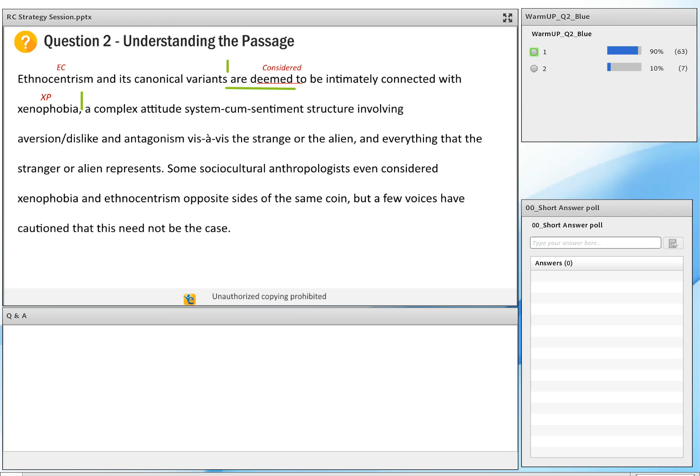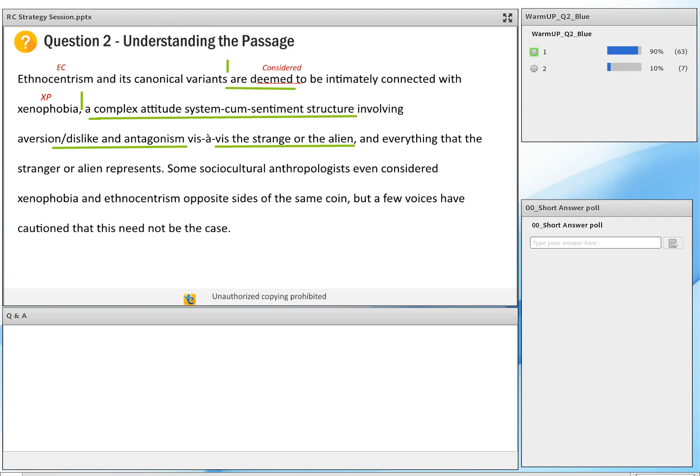All right. A complex attitude system cum sentiment structure involving aversion, dislike, and antagonism vis-a-vis the strange. So a complex attitude system cum sentiment structure, or I can say it's a structure involving, so all of these words simply are saying it's some kind of structure involving aversion or dislike, involving hatred and antagonism vis-a-vis the strange or the alien. So involving hatred towards the alien. Okay. All right. And everything that the stranger or the alien represents.